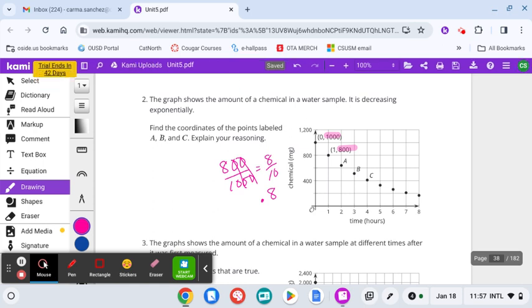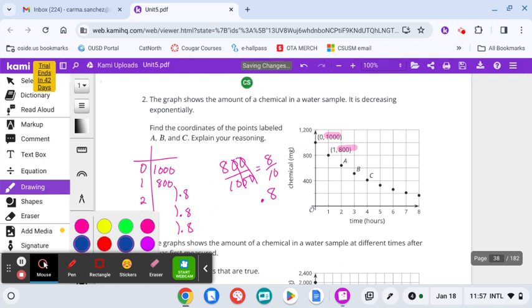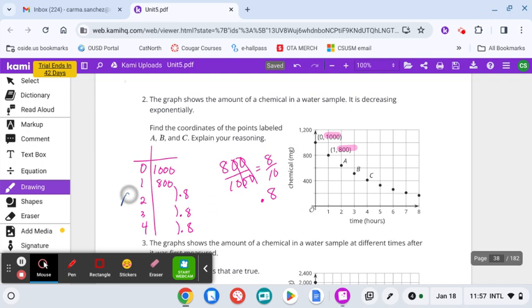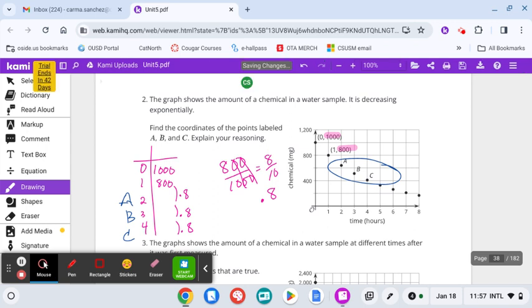That's what we see that this is going down by, and they've asked for points A, B, and C. So they want us to continue this table from (0, 1,000), (1, 800). They want us to go by 0.8, 0.8, 0.8. And so multiply this by 0.8, multiply again by 0.8, and multiply again by 0.8. And that is going to give you the coordinates of A, B, and C. And I did go ahead and put them over here on the graph after I got them with my students.